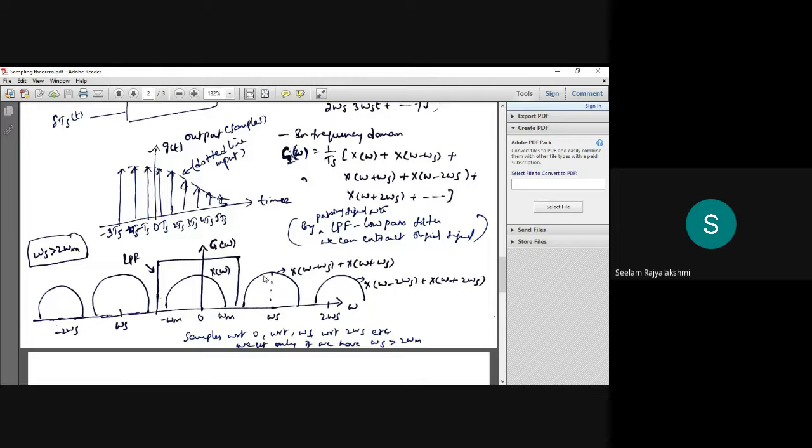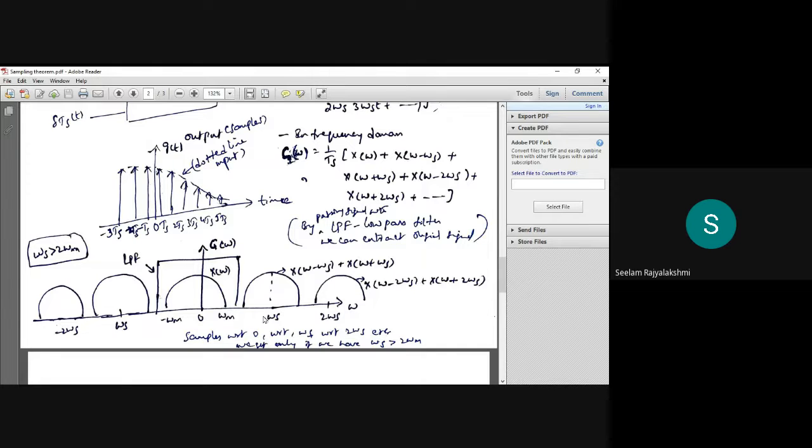Here, by passing the signal through a low pass filter, LPF, we can extract the original signal. And here we have the samples with respect to 0, with respect to omega m, with respect to omega s, with respect to 2 omega s, and so on.